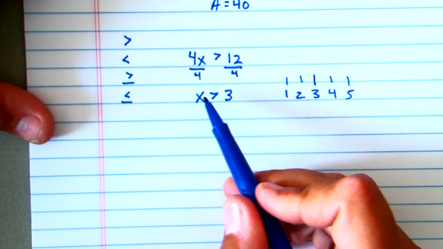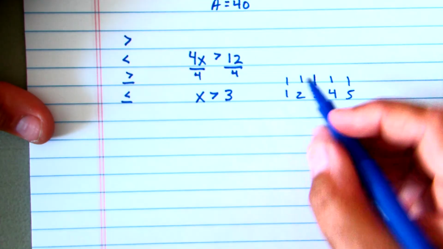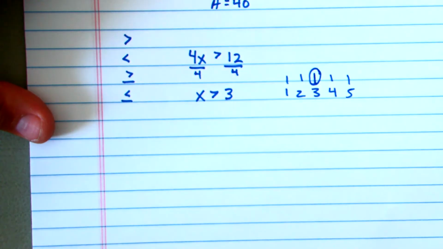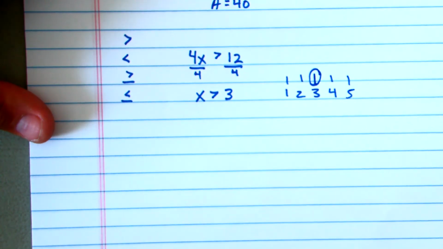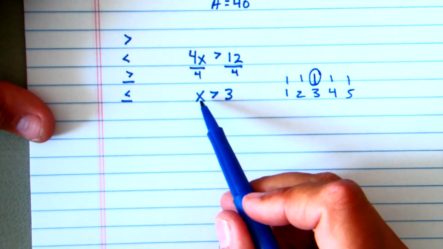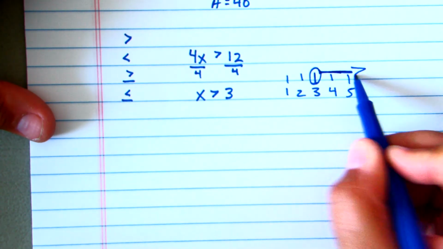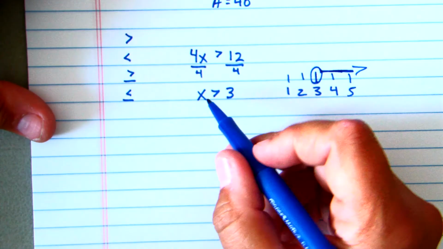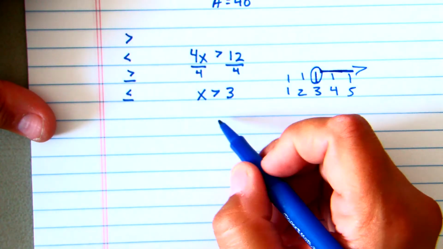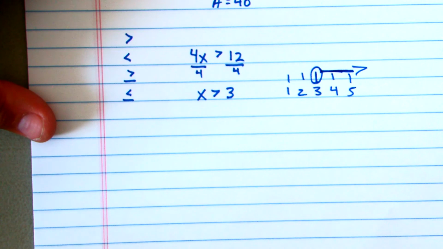Now, since x is first, I'm going to circle 3. I'm not going to fill it in because it doesn't have an or equal to sign. But since x is first and it's pointing to the right, I can simply just draw my line to the right. Now, what this actually means is that any number greater than 3 would make this inequality true. And that's probably an easier way to look at it.